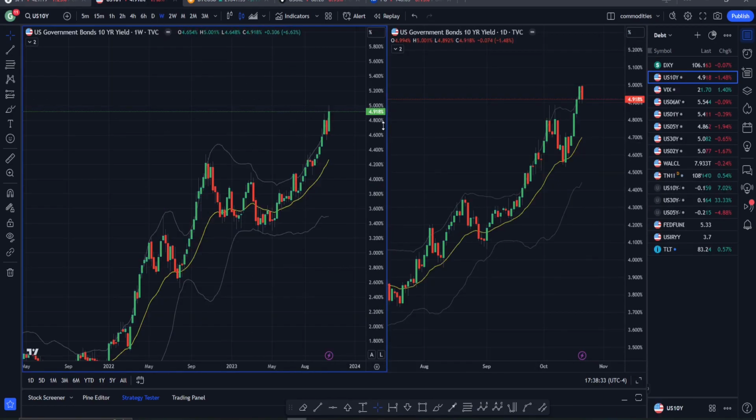Turning to the U.S. 10-year yield, massive green week here in the 10-year yield, which is what you would expect when you have that big of a red week here in the stock market. As you can see, getting a nice pullback week last week, bouncing off that daily midline and getting a nice extension to the upside. As you see, getting a slight pullback today.